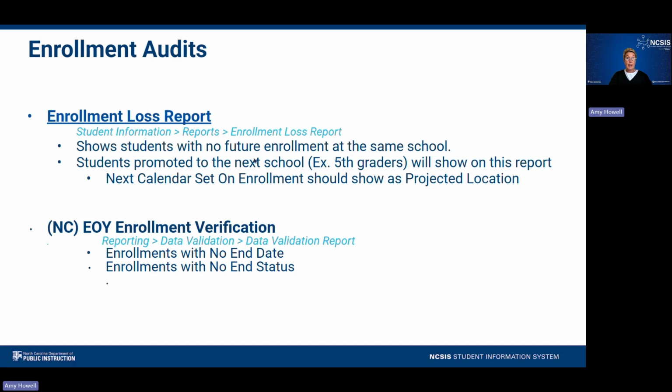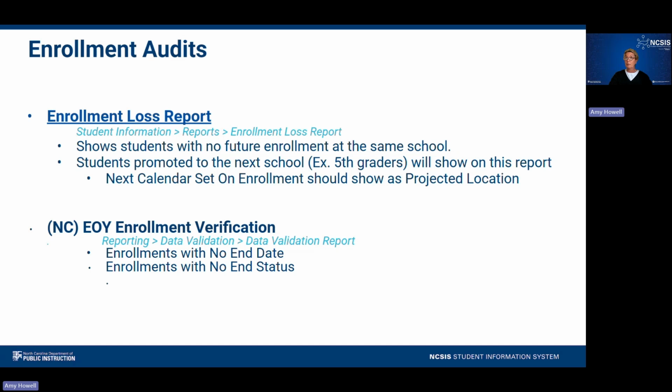Now, having said that, if you have rising sixth graders that are going from an elementary to a middle school, they're going to show up on this report, but it's going to give you a projected location and it'll give you a school number. So we want to make sure we look for those that don't have a projected location.